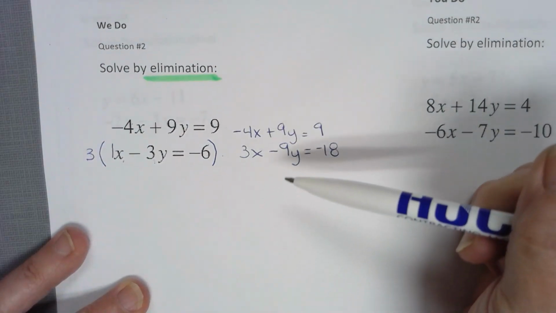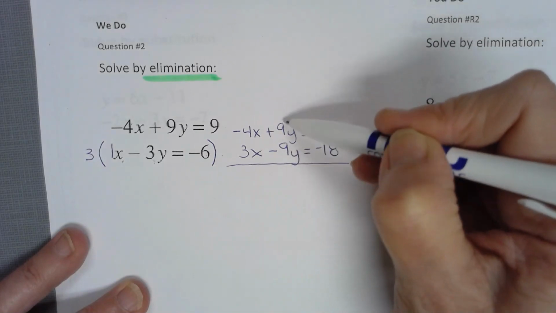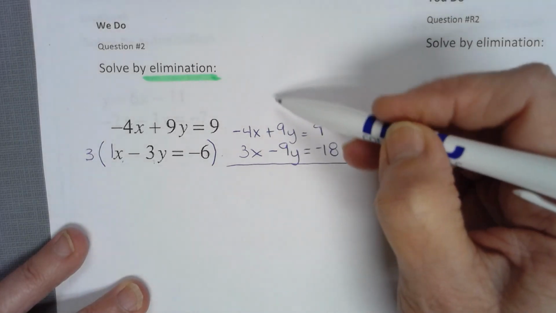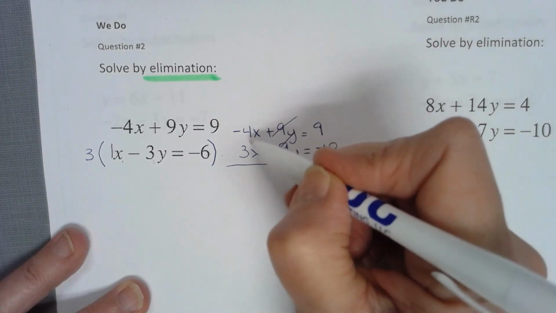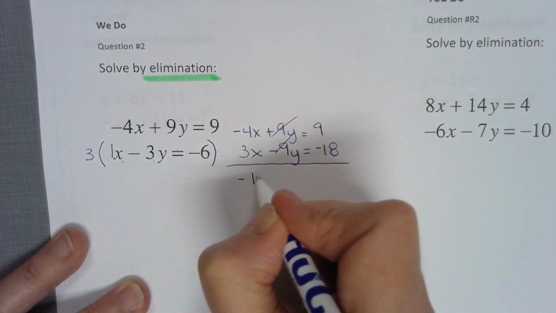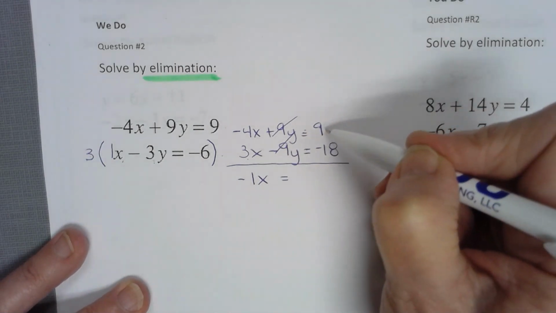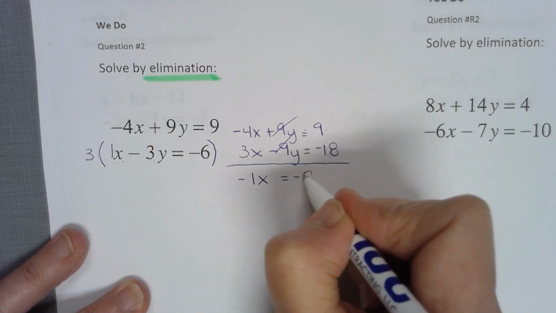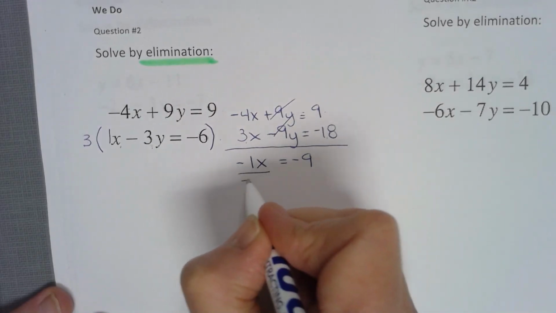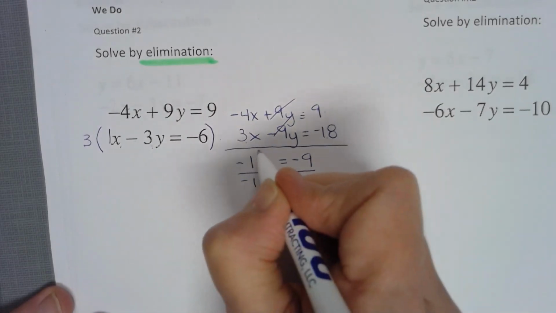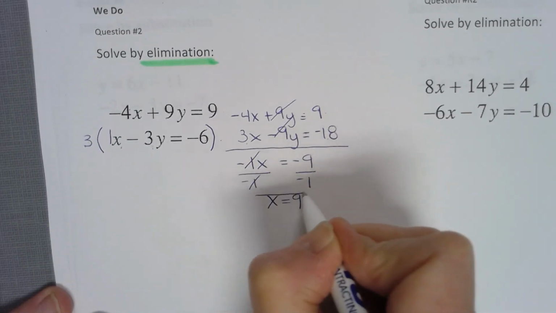And now I'm ready to do the elimination method. And just like with problem number 1, now my y's will cancel. I'm going to combine here, and I get a negative 1x. I'm going to bring down my equal sign. I'm going to combine here, and I get a negative 9. And one step here, I'm going to divide both sides by negative 1, and I get x is 9.